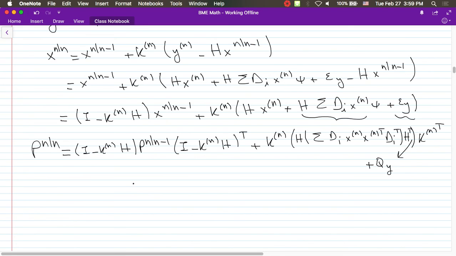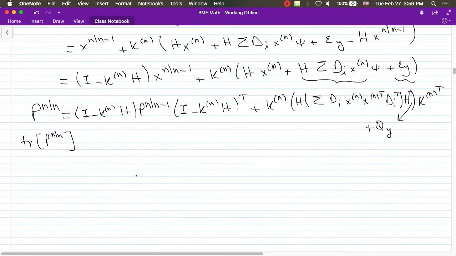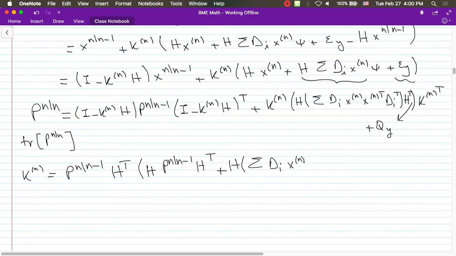Okay, so we multiply through, find the trace of this, find the derivative of that trace, and our result is as follows. I have my Kalman gain that minimizes the trace of the posterior uncertainty is going to look like this. So my prior uncertainty times the variance of my measurement, which is h P of n given n minus 1 h transpose plus this term here, h times the sum of Di x of n transpose, Di transpose, h transpose plus Qy, inverse.